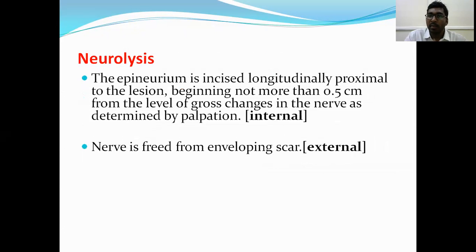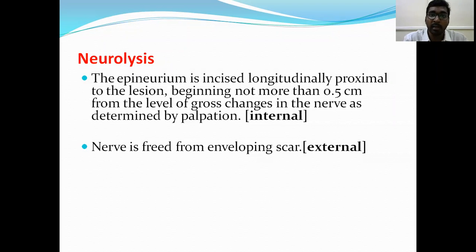Neurolysis means freeing of nerve fibers. It means some injury to the nerve has occurred and a fibroblastic response is present, forming scar around the nerve. It can be inside the nerve or outside the nerve also. So it is a mechanical obstruction of impulses happening there. When you clear the individual nerve fibers inside the nerve so that they move easily, it is called internal neurolysis. If the nerve is freed from the surrounding enveloping scar, it is called external neurolysis.